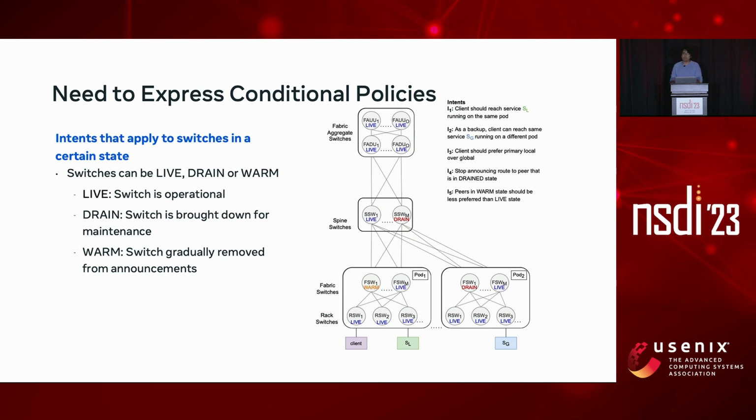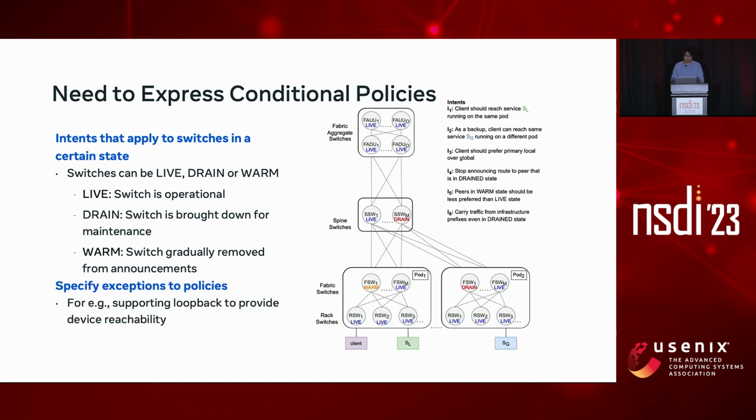Of course, here, the network operator can also specify preferences based on the device state. So this is specified by I5, which says that peers in warm state should be less preferred than peers which are in live state.